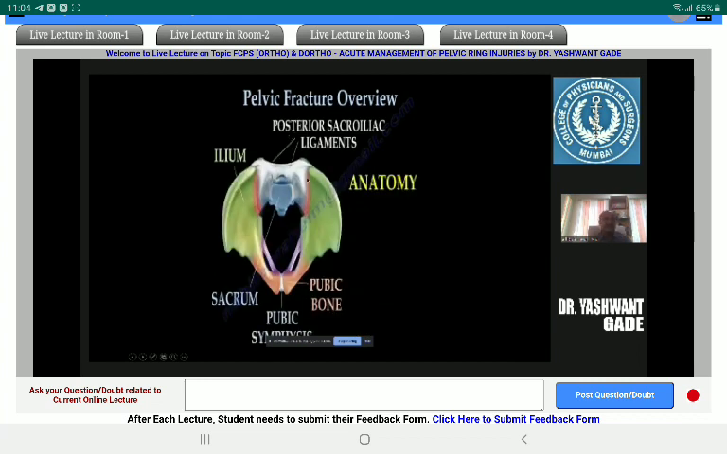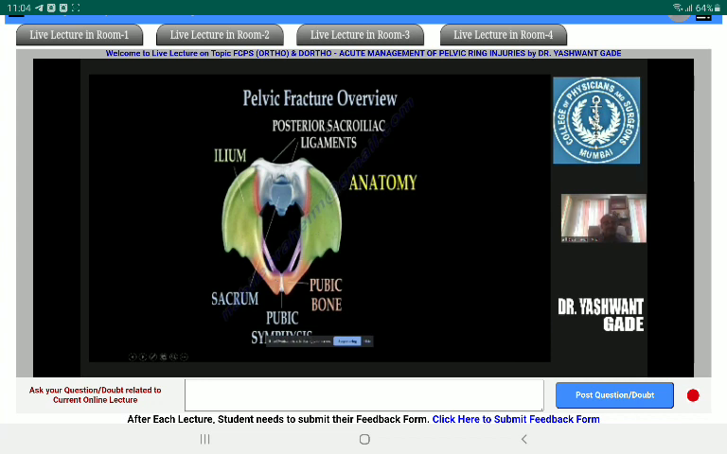Now consider the anatomy of the pelvis once again. On the posterior side, the pelvis has the sacroiliac joint. This is sacrum, this is ilium, and this is the sacrum. This is pubis, and this is the pubic bone. And the pubic bones are anteriorly joined by a fibrocartilaginous structure that is called the pubic symphysis.